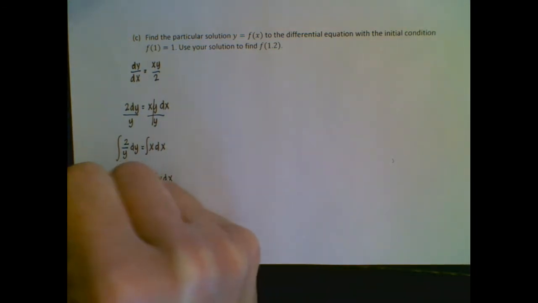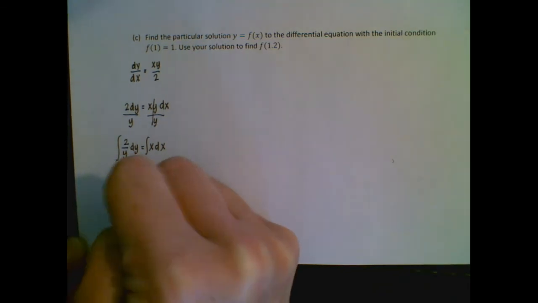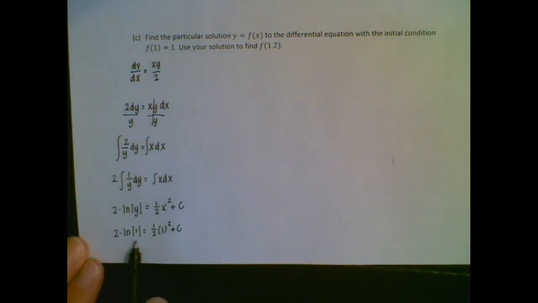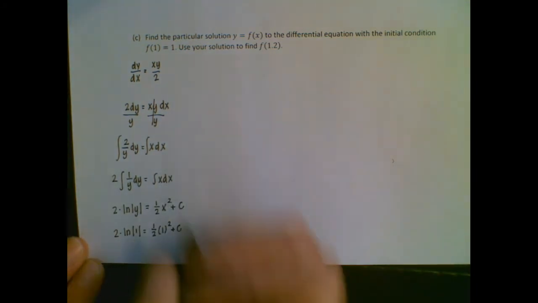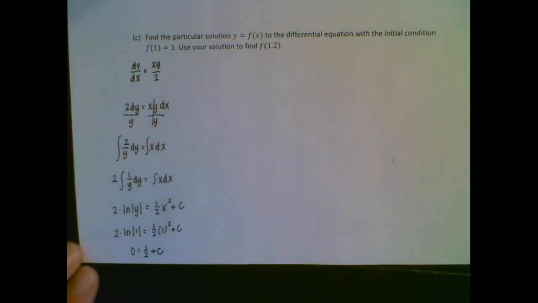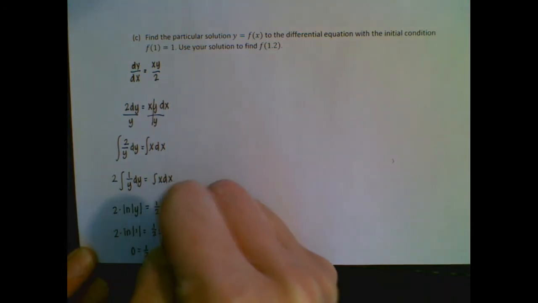So it's going to be 2 times the natural log of the absolute value of 1 is going to be equal to 1/2 times 1 squared plus c. Over here, I'm going to get a 0 because the natural log of 1 is 0. So it's going to give me 0 is equal to 1/2 plus c. That's going to tell me that my c value is negative 1/2.